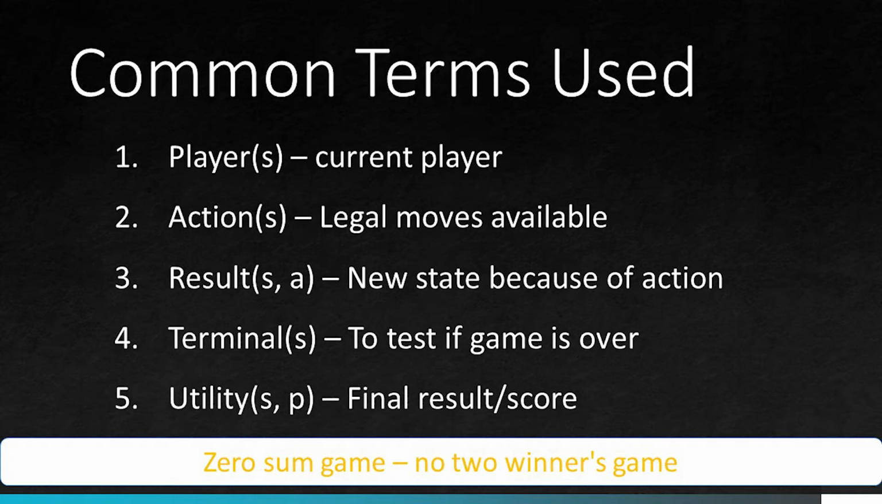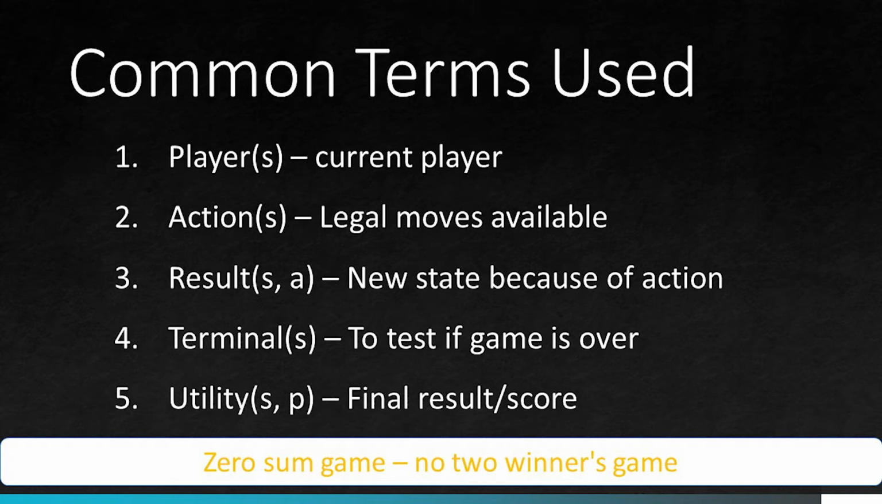Then finally we have Utility(S, P). This is also called the objective function or the payoff function. This defines the utility or the final result of the game that ended in the terminal state S, which was last played by the player P. This utility function can come in any form. Usually, if the player wins, they will be awarded a positive number as utility, and if they lose, then they will be awarded a negative number.